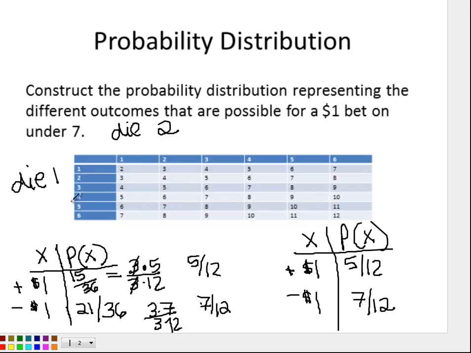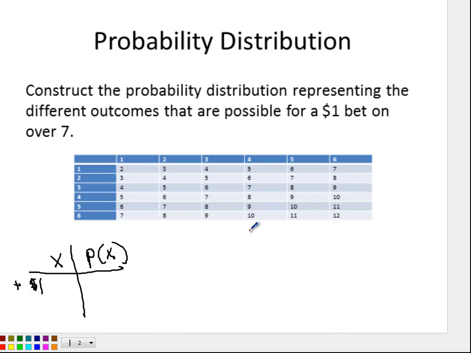So what you have to do is go through and count all the numbers that are over 7. So it'll be 1, 2, 3, 4, 5, 6, 7, 8, 9, 10, 11, 12, 13, 14, 15. So it'll be 15 over 36. And remember we said that reduced to 5 over 12.